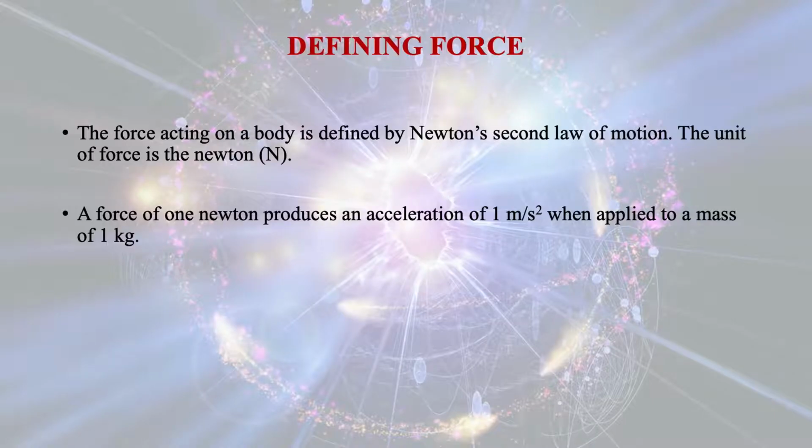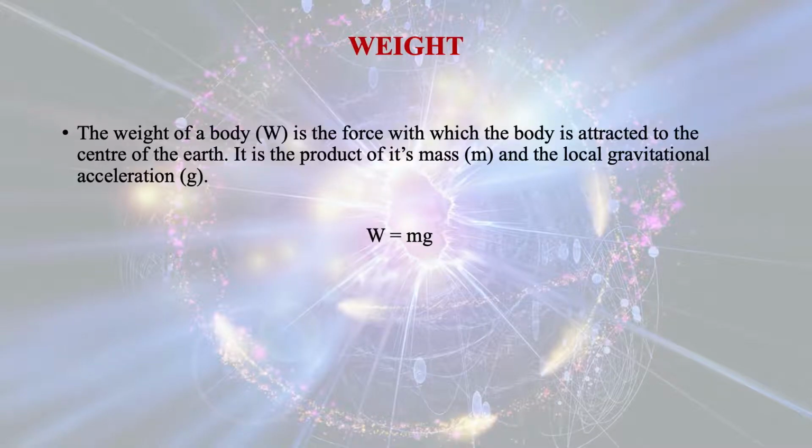The force acting on a body is defined by Newton's second law of motion. The unit of force is the Newton. A force of 1 Newton produces an acceleration of 1 meter per second square when applied to a mass of 1 kg. Now weight. The weight of a body is the force with which the body is attracted to the center of the earth. It is the product of its mass and the local gravitational acceleration. So W is equal to m into g.